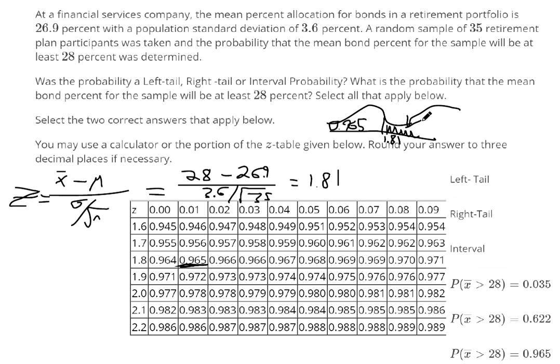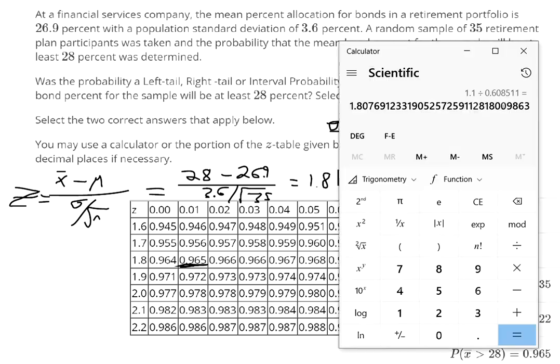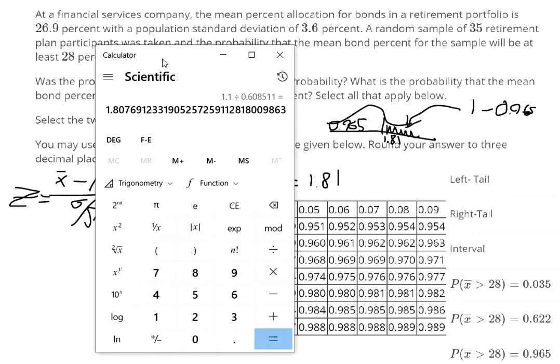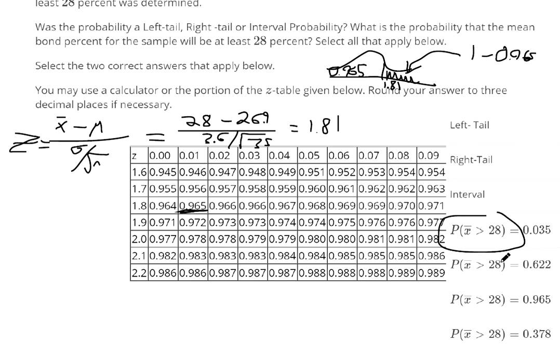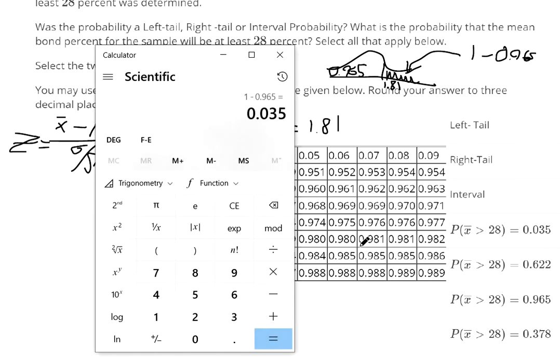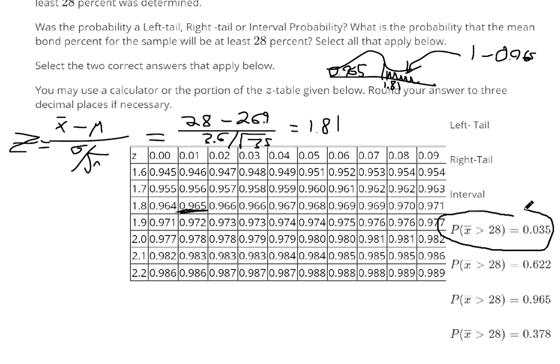To find the right-tailed area, all you have to do is do 1 subtracted by 0.965. Right? Because the whole thing should add up to 100%. So I got 0.035. So the probability that x bar, see, this is another cue that it's a right-tail test, right? Because these are all greater than. I got 0.035, so it looks like this is the correct answer. So these two things should be checked off in this question.